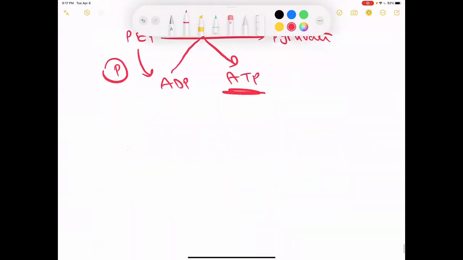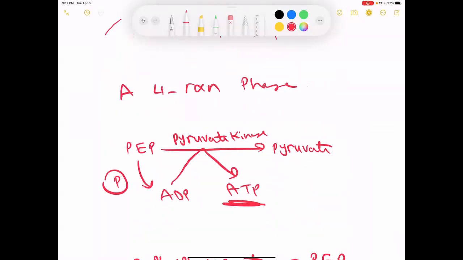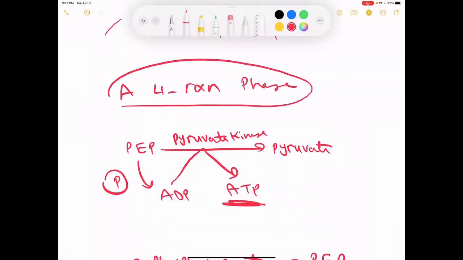But when I look at this reaction, 2-phosphoglycerate into phosphoenol pyruvate, well, that's not a substrate level, but it leads to a substrate level phosphorylation reaction. So what I'm saying here in English, when I say a 4 reaction pathway, not every one of the 4 reactions is a substrate level. The phase itself is a substrate level because energy is being made.